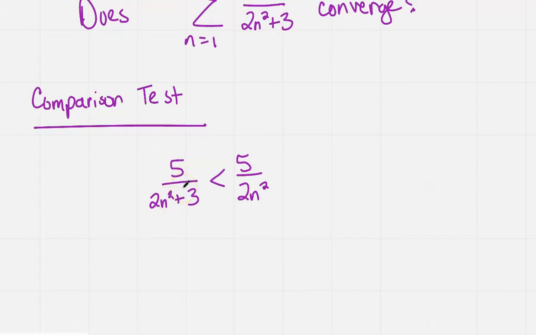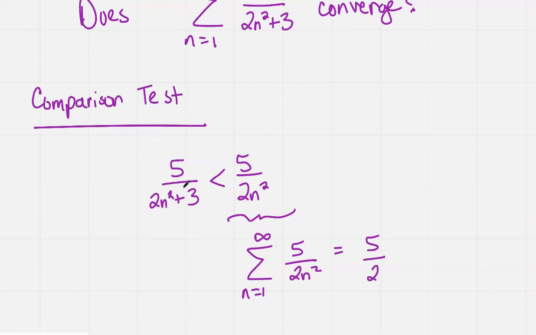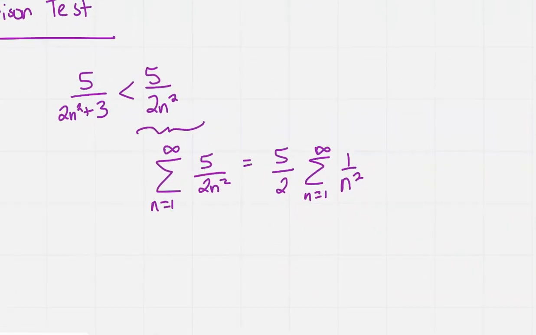So let's look at this. Let's look at what I just created, 5 over 2n squared. So that series, the summation of 5 over 2n squared as n equals 1 to infinity, I could write as equal to, pull that coefficient out, 5 over 2 times the sum of n equals 1 to infinity of 1 over n squared. And that's great now because 1 over n squared is a p-series.